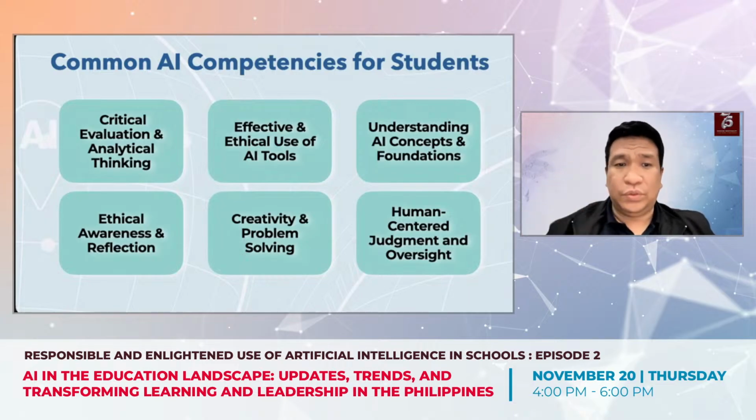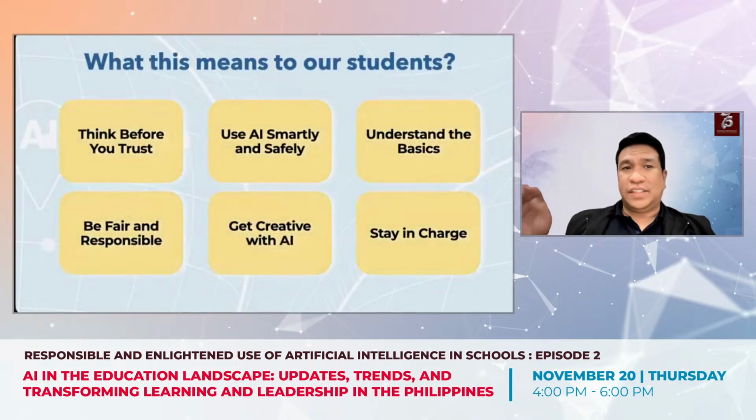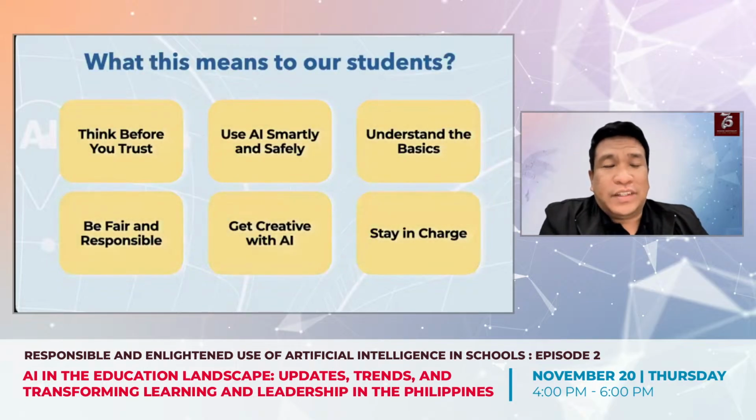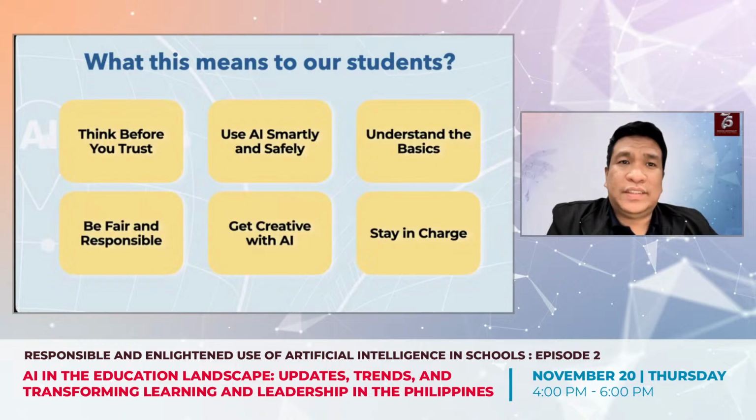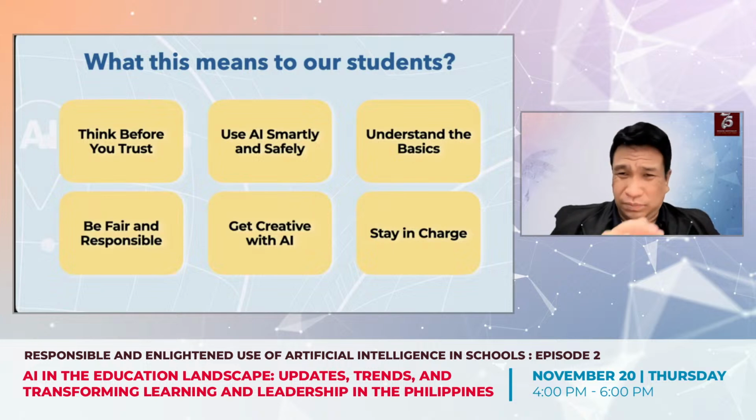In simple words, what do these areas mean? For students, number one, we need to teach our students to think before they trust. We need to let our students use AI smartly and safely. For the students to learn AI, they need to learn the basics of AI. They need to be fair and responsible when using AI. Students can be creative with AI. And then in the end, stay in charge. Students can stay in charge with AI. So literacies are very important.